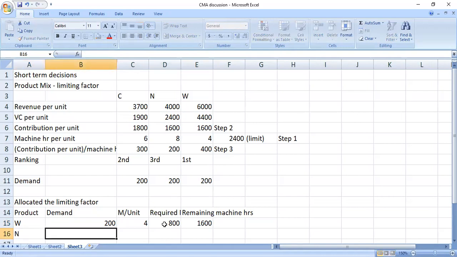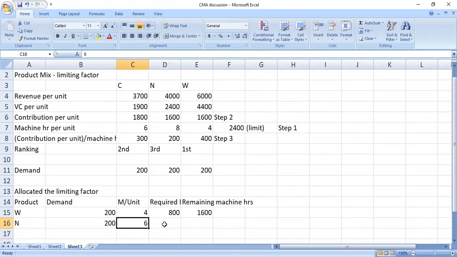It is N. What's the demand for N? It is still 200. How much does each unit require, as far as machine hours are concerned? They say it is 6. This one is from the question, per unit. It is 6. So how much do I really need for the 200? It is 200 times 6, so you need 1,200.